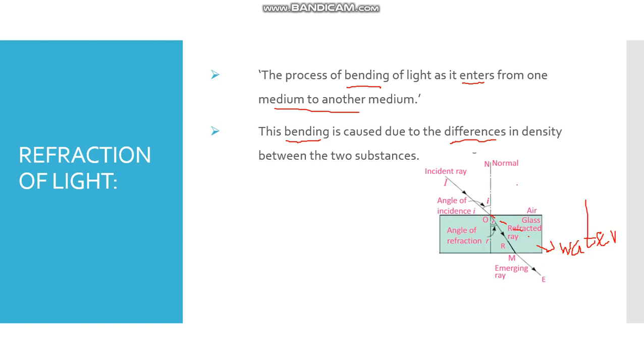So here you can see that this is angle I. Okay, and this is angle R, which is the angle of refraction. So this is the example of refraction of light, in which we have seen that the light rays bend when they enter from one medium to another medium.